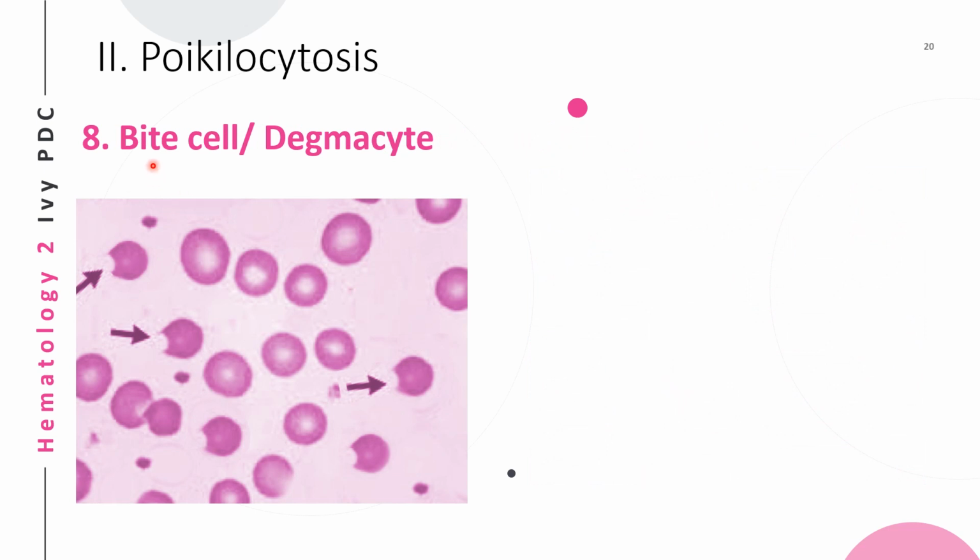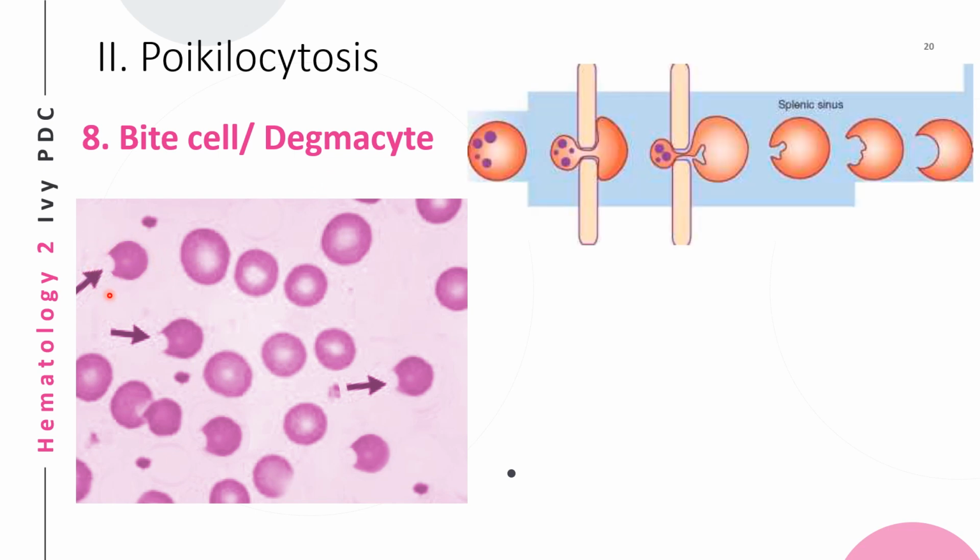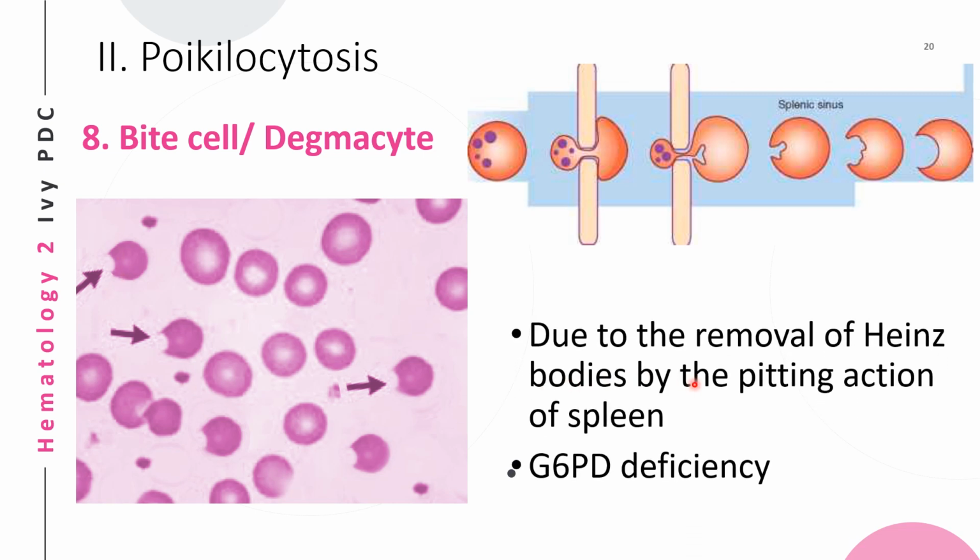The next poikilocyte is a bite cell or a degmacyte. These are examples of bite cells where it looks like the red blood cells have been bitten. This is due to the removal of Heinz bodies by the pitting action of the spleen. Let's say this is a red blood cell and there is an inclusion body, specifically Heinz bodies, present. When the red blood cell passes through the spleen, the macrophages will remove the inclusion bodies. Afterwards, the red blood cells would look like they have been bitten. This is seen in G6PD deficiency.